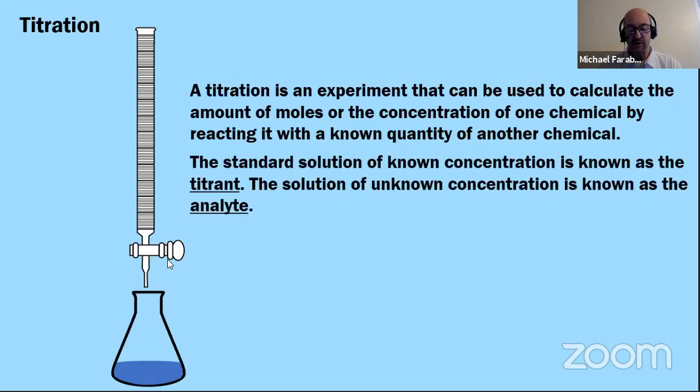The standard solution, that is the concentration that you know, is called the titrant, and the solution with the unknown is called the analyte. So in this case, for that little setup here, I've got the titrant in the burette, that's the one I know, and then the analyte in the flask, that's the one I don't know.